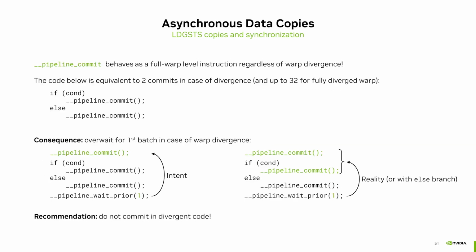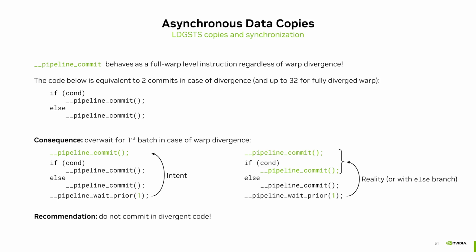Okay, one note with respect to this. Pipeline commit always behaves as a full warp-level instruction. So if we commit in divergent code, the number of previous commits equals the number of divergent branches, which can be runtime dependent. Let's take a look at this code.